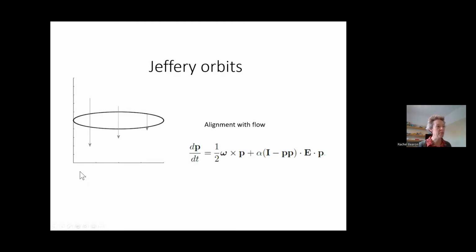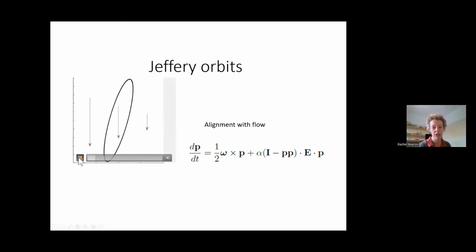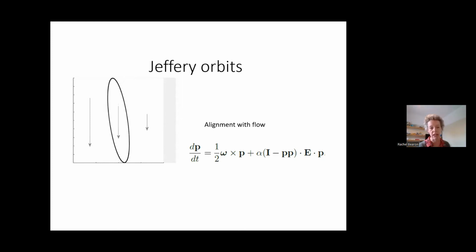So we've seen these before, Jeffery orbits. This is our starting point for Stokes flow. Elongated particles rotate at a non-uniform rate because of their elongation. So we're rotating because of the vorticity in the fluid, and we have the shape parameter alpha, 0 for a sphere through to 1 for an infinitely long rod. And here's the vorticity, and the rate of strain tensor.